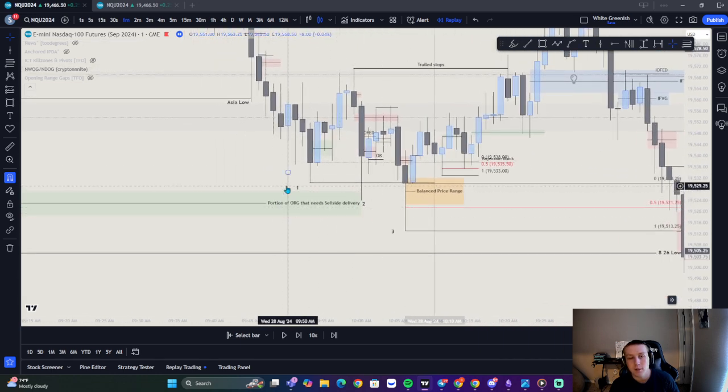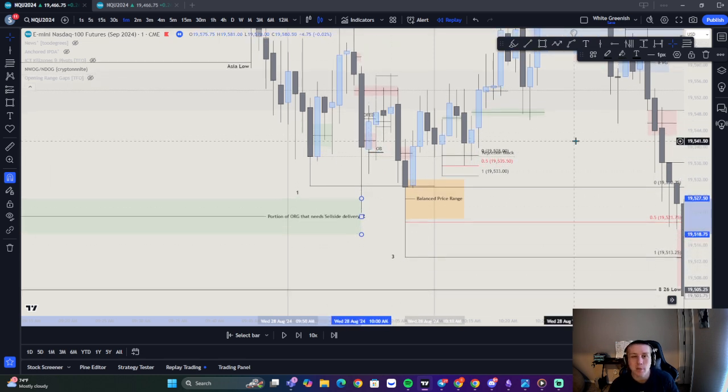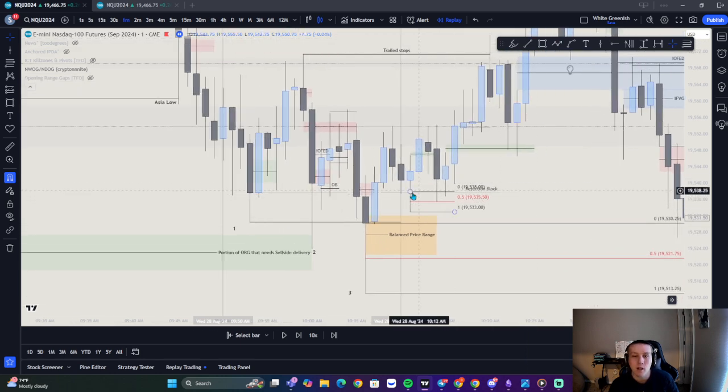As you see, we have a 1, 2, 3 drive here. We're trading into that portion that needs sell side delivery. We're delivering sell side. Okay, look at these wicks. We're failing to really go lower. So this is priming us up for a possible intermediate term retracement. And now what do we have here? This is a rejection block.